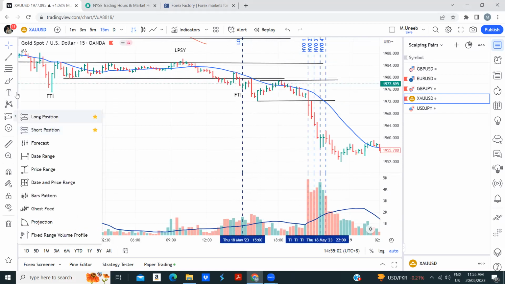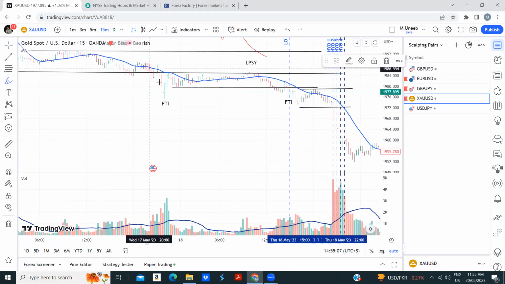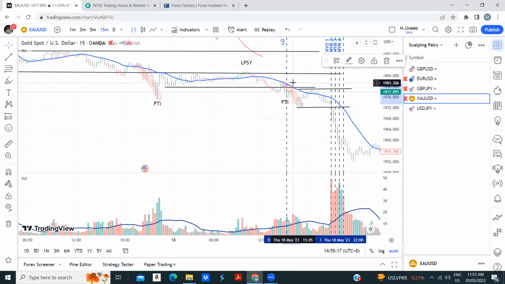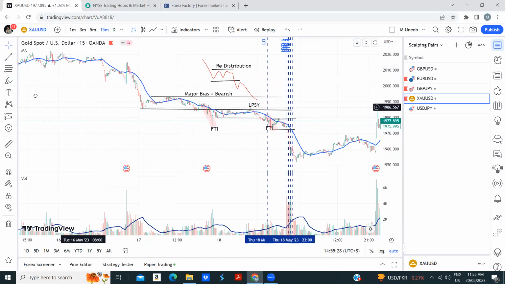Let me mark the FTI move here. So I suggest you, whenever you see the FTI move, just mark it like this. Highlight it. Okay, LPSY. Again, this is FTI. And every time, whenever there's an FTI, there will be a redistribution range. Got it? Here as well. If you just draw a line here, this is FTI, redistribution, FTI, redistribution, FTI, redistribution. Got it?